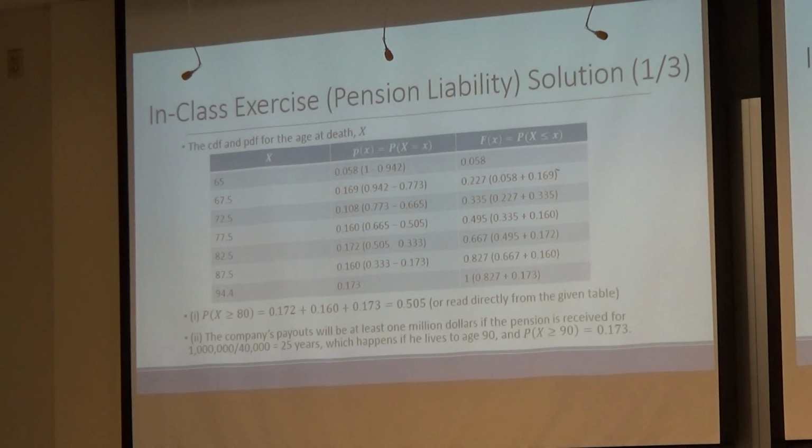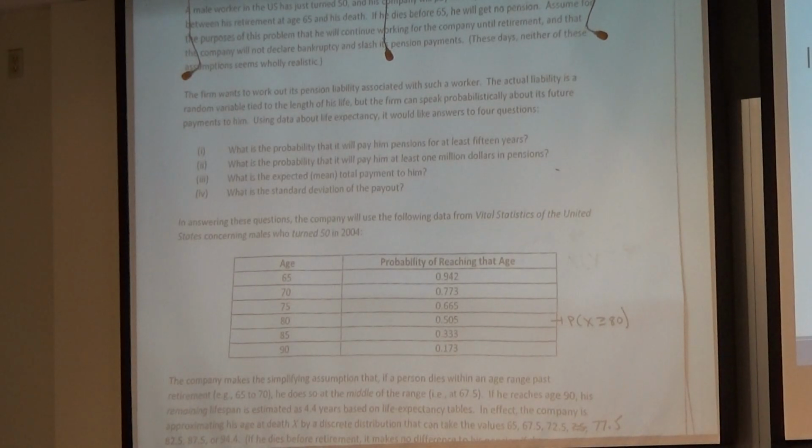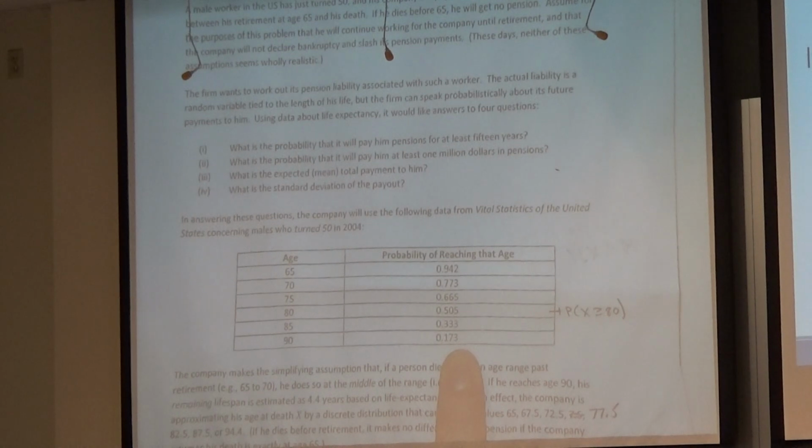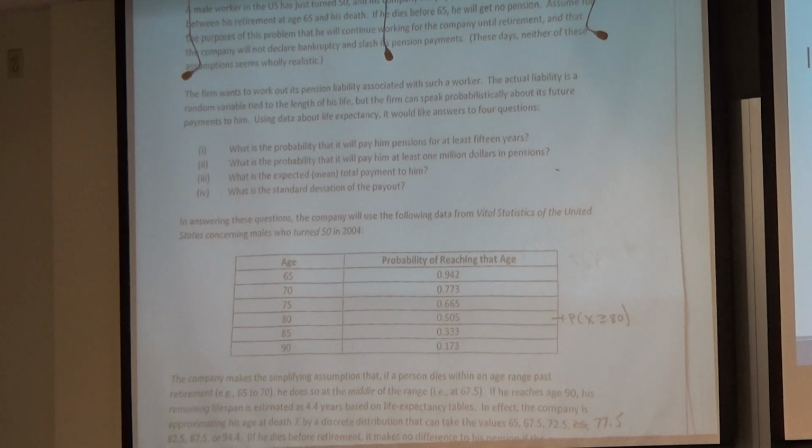Okay, so this is the most important one to understand. If you understand this one, we're in good shape. So what's happening? You're given that the probability you reach an age greater than 90 is 0.173. And I'm told that, making some approximations, the only values that can happen are that you're going to die at 94.4, 87.5, 82.5, 77.5, or these others. Are those two statements okay? So with this approximation, these are the only ages at which I'm going to die.